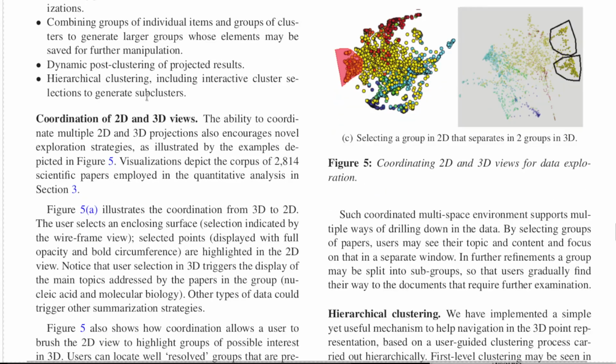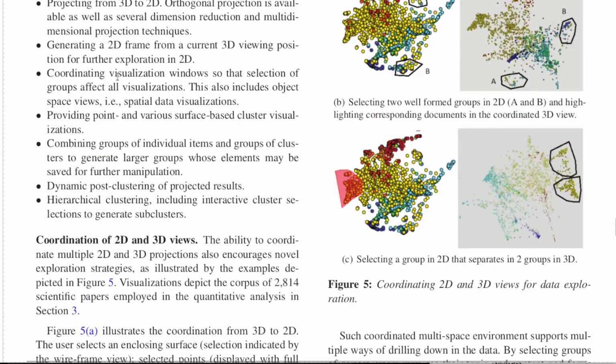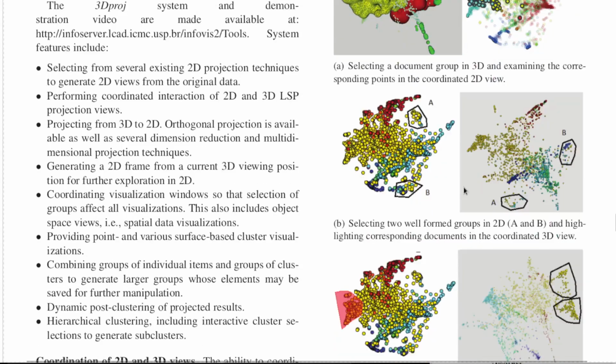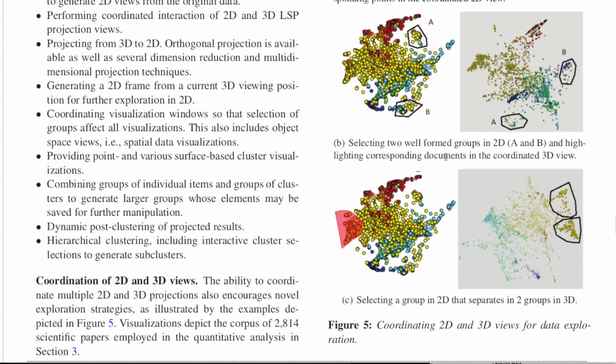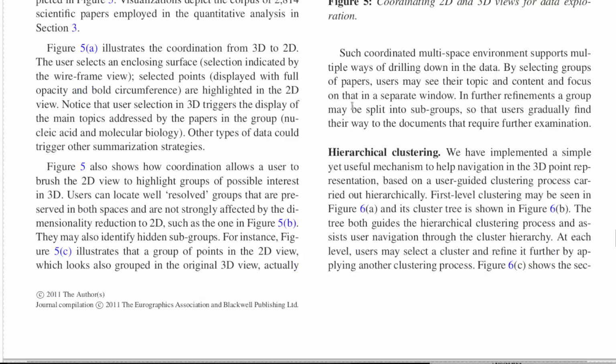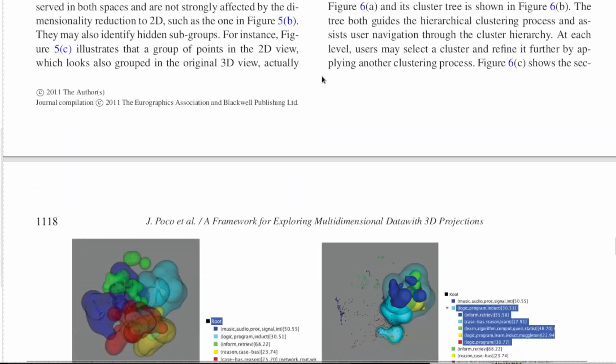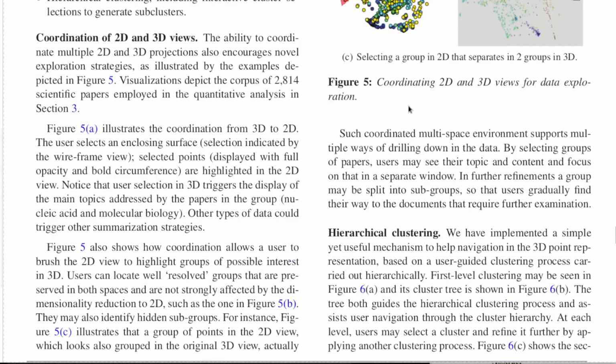Figure 5 also shows how coordination allows a user to brush the 2D view to highlight groups of possible interest in 3D. Users can locate well-resolved groups that are preserved in both spaces and are not strongly affected by the dimensionality reduction to 2D, such as the one in Figure 5b. They may also identify hidden subgroups. For instance, Figure 5c illustrates that a group of points in the 2D view, which looks also grouped in the original 3D view, actually separates, by selecting a document group in 3D and examining the corresponding points in the coordinated 2D view.